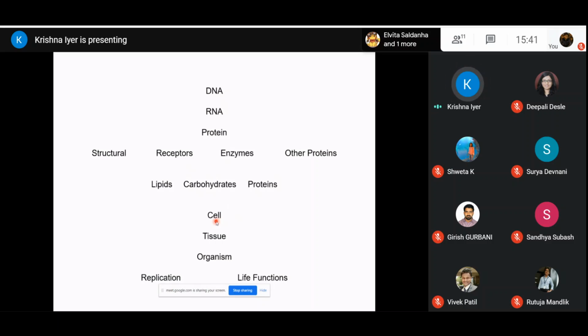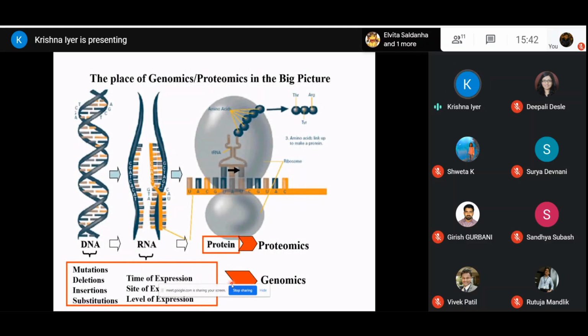So in a cell you have all these lipids, carbohydrates, proteins, and nucleic acids. Then cells come together to become tissues, and tissues come together to give you the organism. Again, this organism carries out the two main functions via DNA and its information, that is, replication and life functions. This is a very common pathway that occurs all through the biosystem, and every organism does this in one way or the other. A field of study which looks at these aspects in a more global fashion is called the field of genomics and proteomics.